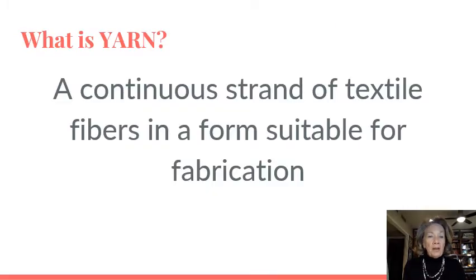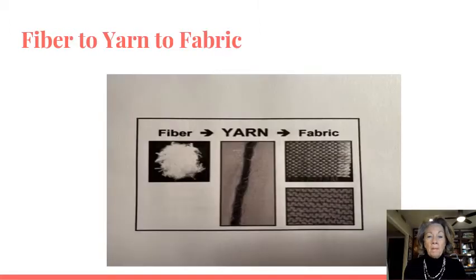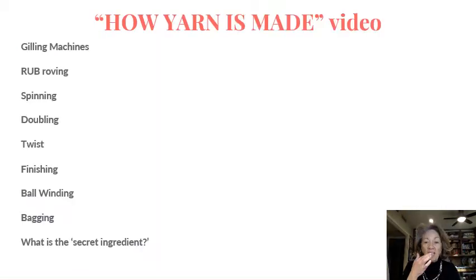So what is yarn? It's a continuous strand of textile fibers, the fibers that we have learned about, in a form suitable for fabrication. In other words, a form that is suitable to be made into fabric. So we start with fibers. I'm kind of beating this dead horse, right? But I want you to really understand that we start with fibers that are made into yarns that are made into fabrics.